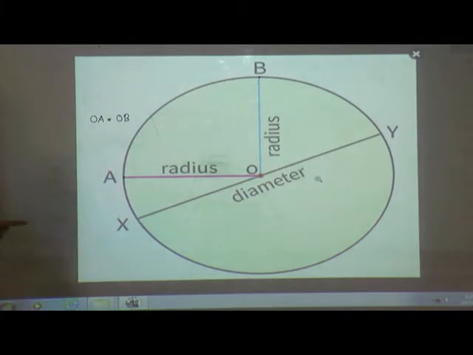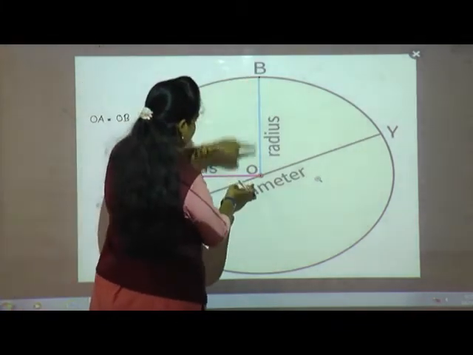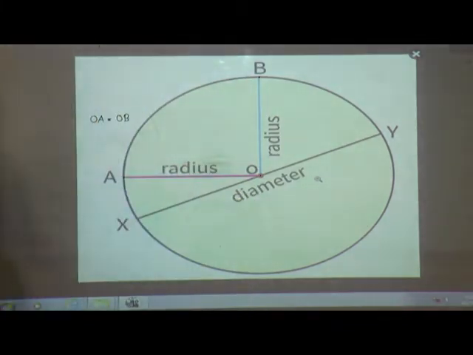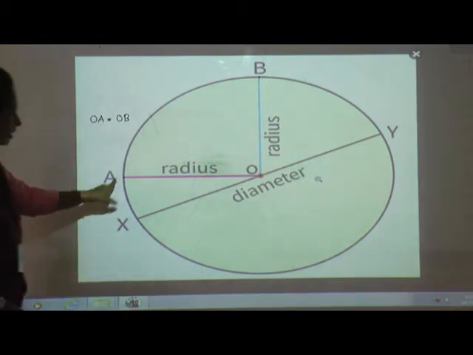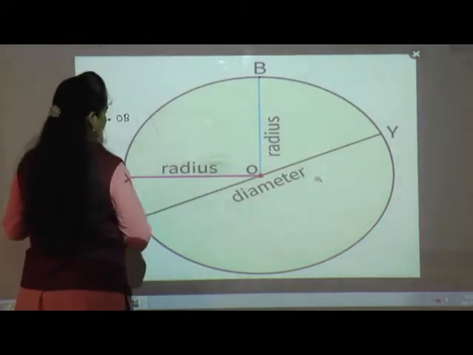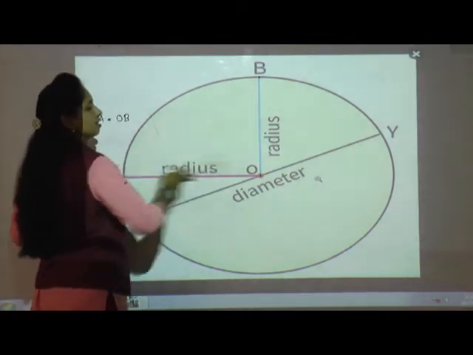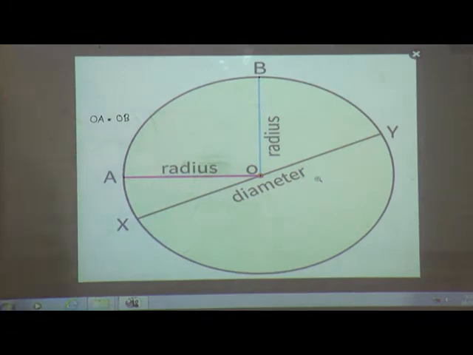See, I will repeat again. The fixed distance between the center and any point on a circle is called its radius. So these OA and OB are what? Radius of the circle. Are you getting it? Is that clear?